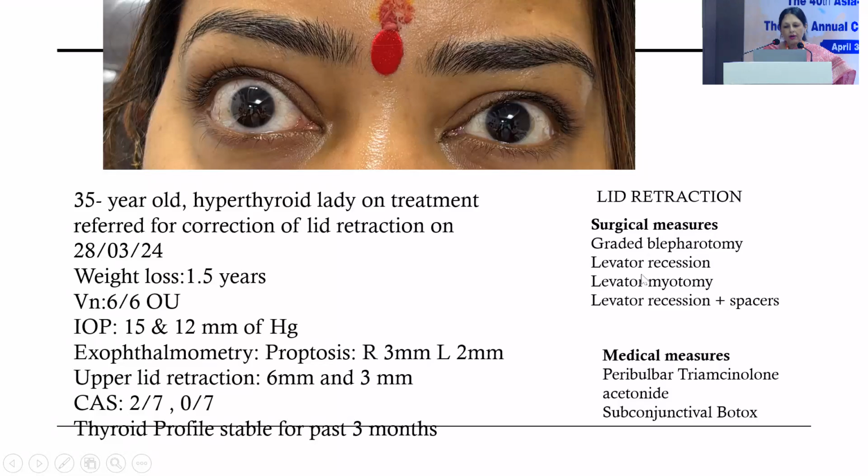Otherwise, for lid retraction, we do graded blepharotomies, levator recession, levator myotomy. Levator recession may be combined with spacers. So depending on how much the retraction is, if it is just 2 millimeter, let's say, you simply do a blepharotomy, it will be fine. If it is 3 to 4 millimeter, you may go in for a levator recession. It may have to be combined with levator myotomy. If it is 6 or 7 millimeter, then this will not work, so you may have to put in a spacer along with it.